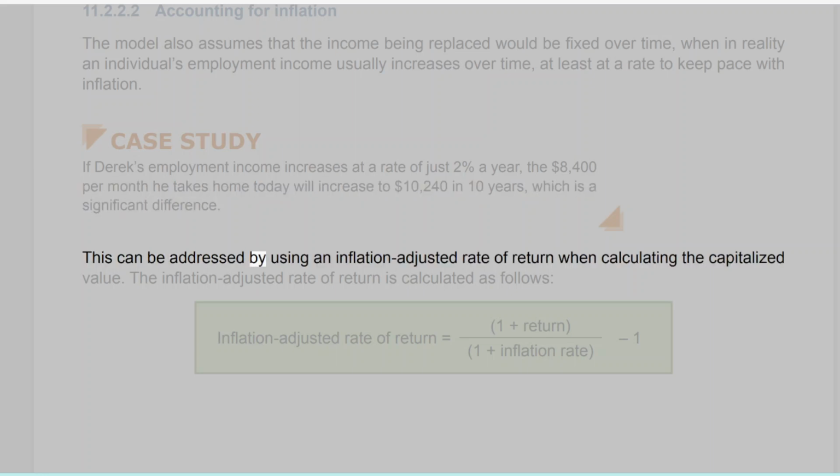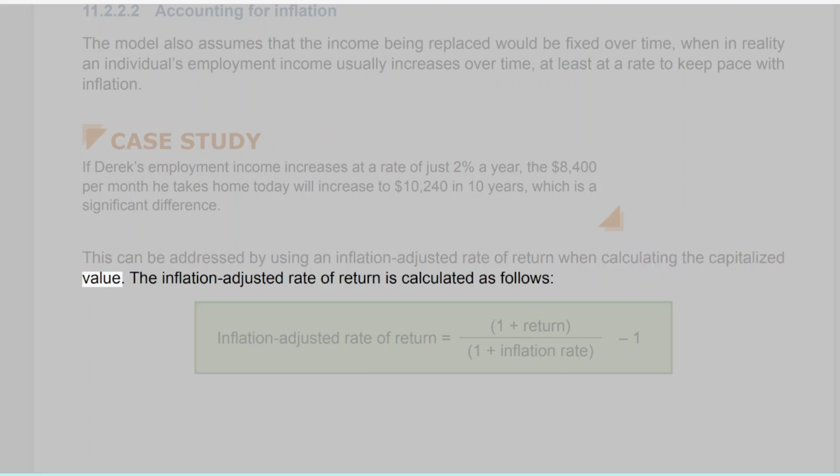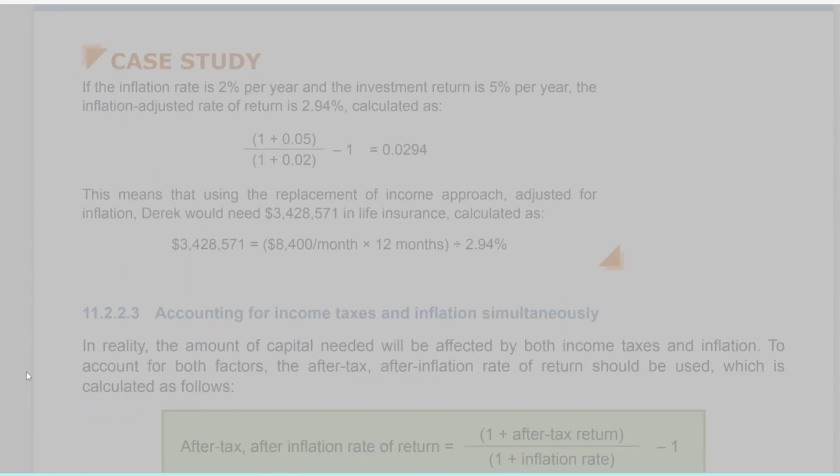This can be addressed by using an inflation-adjusted rate of return when calculating the capitalized value. The inflation-adjusted rate of return is calculated as follows. Inflation-adjusted rate of return equals (1 plus return) divided by (1 plus inflation rate), minus 1. That is, (1 plus 0.05) divided by (1 plus 0.02), minus 1, is equal to 0.0294.